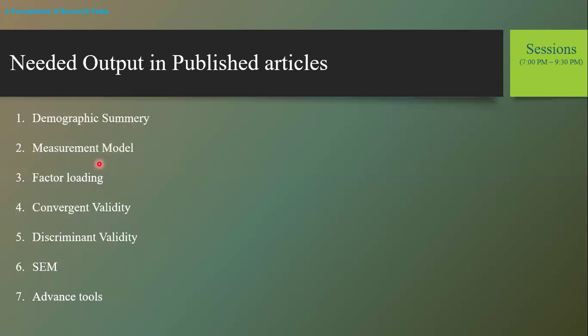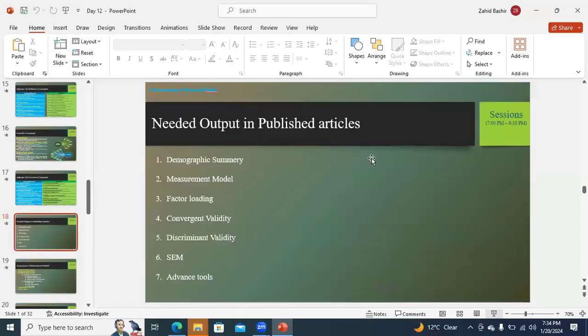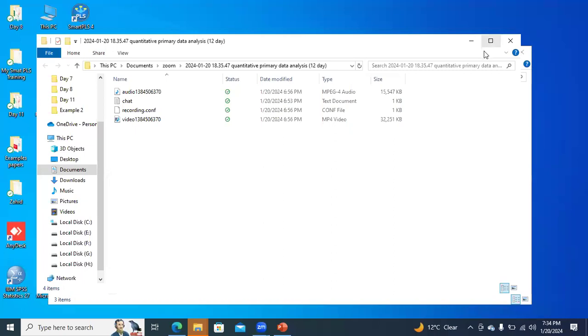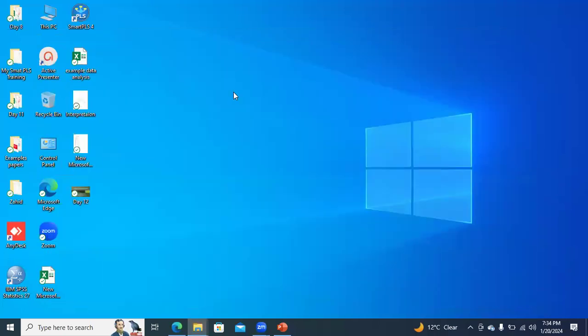Next, through Smart PLS, you can measure the model. You can have factor loading, convergent validity, discriminant validity, you can have SEM, and you may use some advanced tools. These are the things that you need to put in your article for publication purposes, because all of these are required. So what are these, and how can we find them if we need to read an article? You need to understand what these things are.